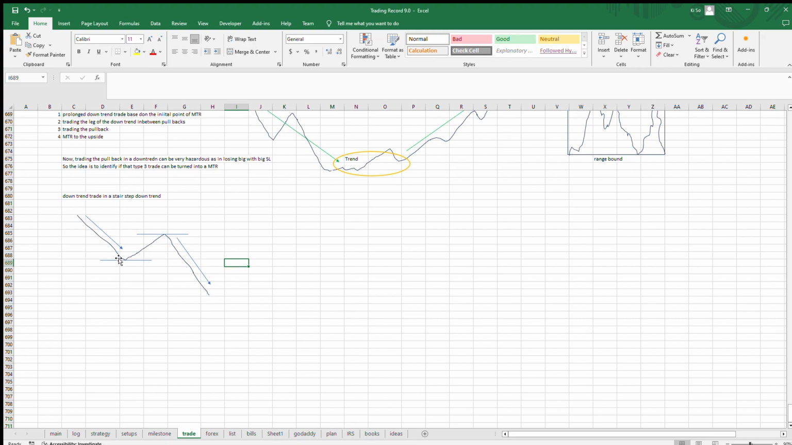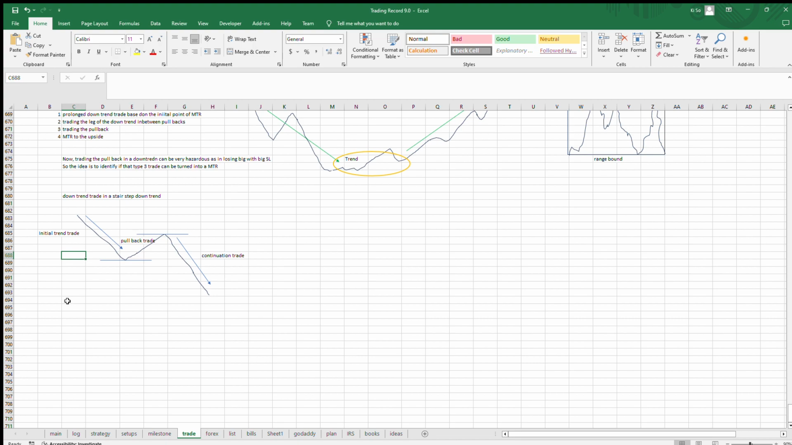Okay, so initial trend, pullback, and continuation here. So I would call this a continuation. This area would be a pullback. This is the area where the initial trend trade is. So that would be the initial entry point to get into that area.